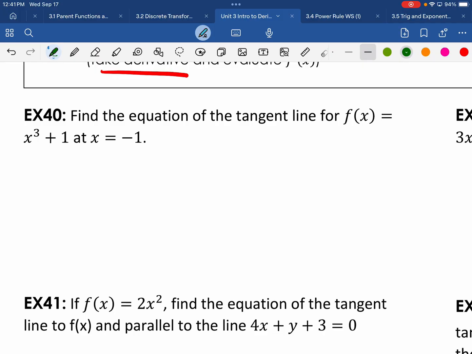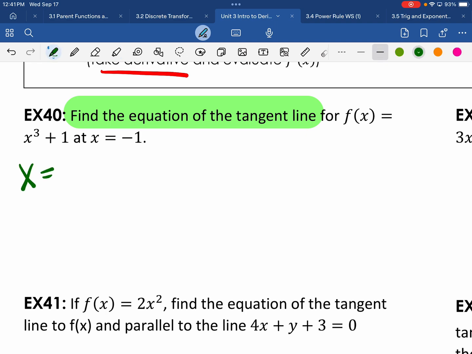All right, number 40. Find the equation of the tangent line for f of x equals x cubed plus 1 at x equals negative 1. When I see these directions, find an equation of a tangent line, off to the side I like to write x, y, and m, because I know that I need an x, a y, and an m to write the equation of a line. And it's got to give me one of them. Which one does it give me? X. It gives me negative 1 as my x value.